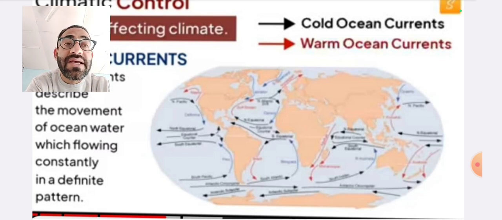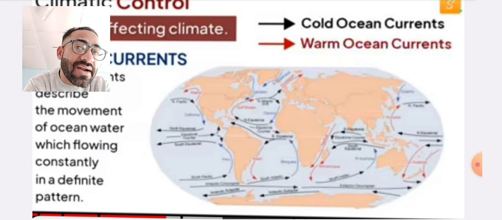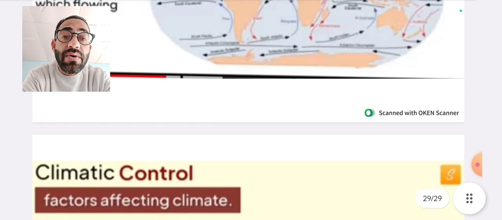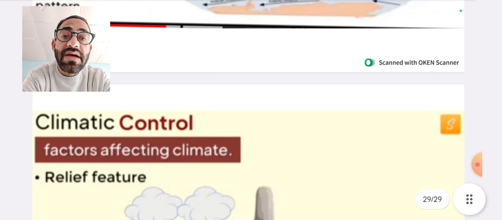In other words, we can say cold ocean currents make the ocean cold and warm ocean currents make the ocean warm. So how many types of ocean currents are found there? There are two types of ocean currents, that is cold ocean currents and warm ocean currents. Cold ocean currents make the ocean cold and warm ocean currents make the ocean warm, and these affect the climate of a place. Okay. Now the last important factor is relief feature.